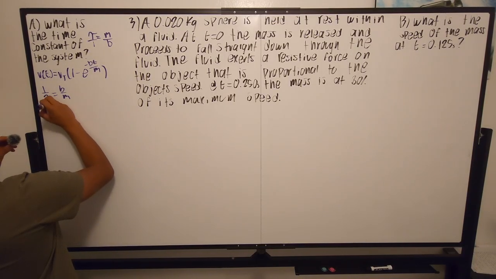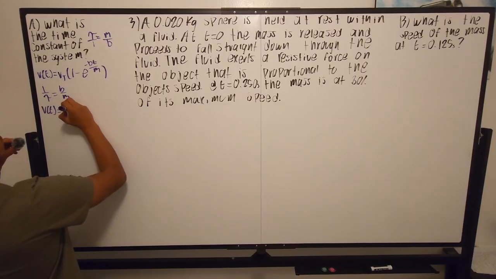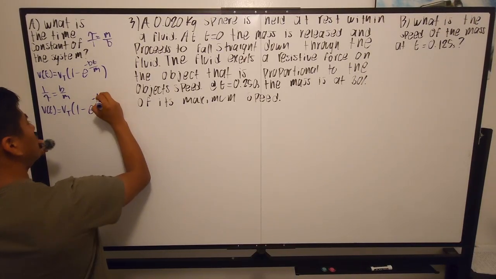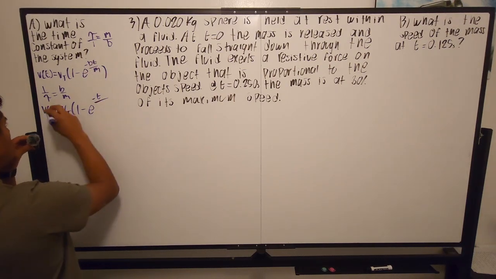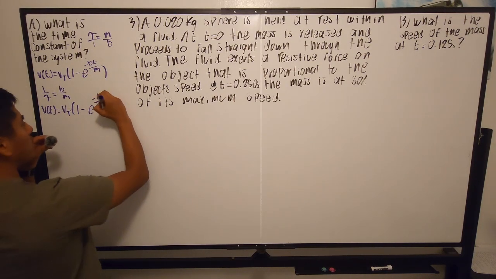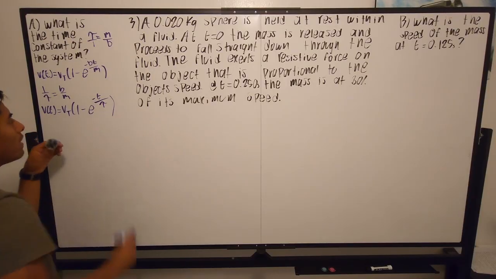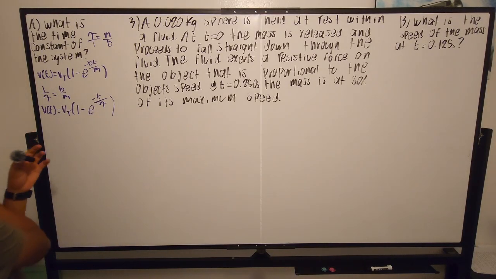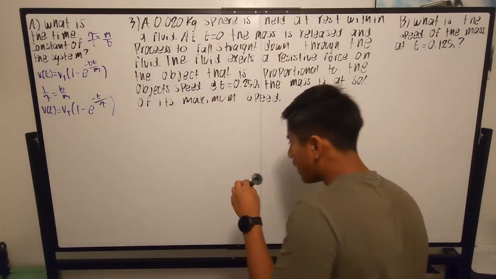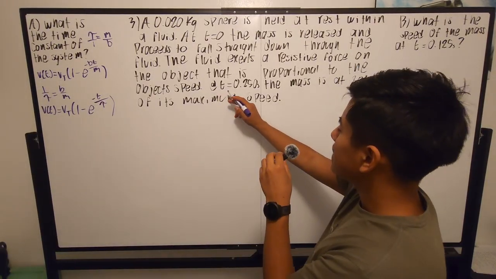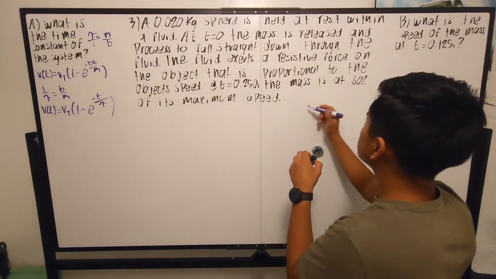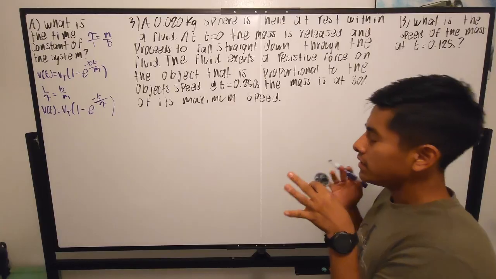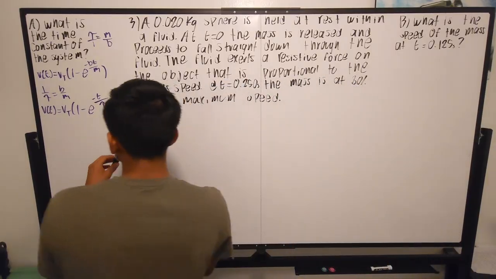So now we have v of t is equal to v terminal times 1 minus e to the negative t, and then we're replacing that b over m with 1 over tau, so that's 1 over tau. And now we have tau. So now what we're going to do is solve for tau with the given information. So we know that the object speed at time equals 0.250 seconds is 80% of its maximum speed. So that is some good information. We could write that out over here.